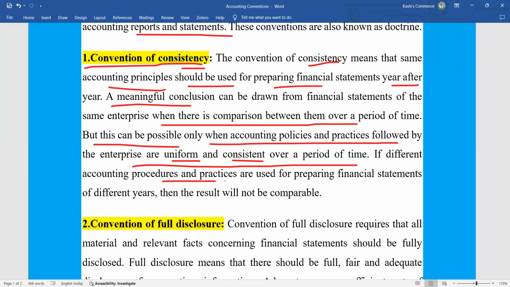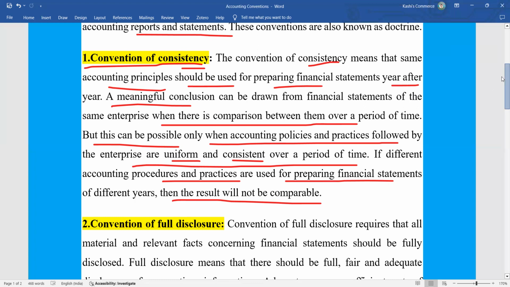If different accounting procedures and policies are used for preparing financial statements of different years, then the results will not be comparable. If we use the straight line method for one year and the written down value method for the next year, is it possible to compare? The value of the asset at the end of the year differs from one method to another. So that is why, according to this convention of consistency, we have to follow the same procedure, method or policies for preparing financial statements.